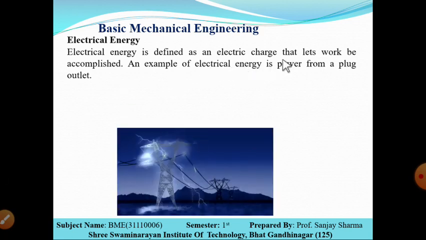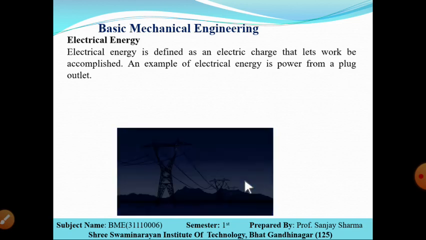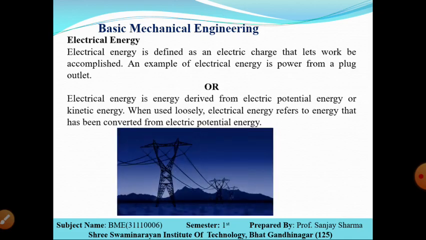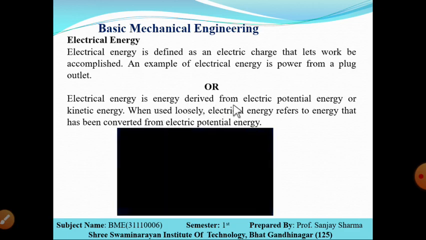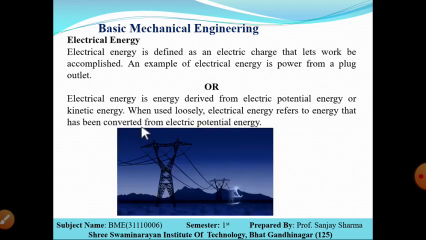Electrical energy is defined as an electric charge that leads to work being accomplished. An example of electrical energy is power from a plug or outlet or the flow of electrons. As you can see, this is the flow of electrons through our overhead transmission line. So this is the electrical energy which is transferring through a cable from one source to other source. Or you can also say electrical energy is energy derived from electrical potential energy or kinetic energy. When used loosely, electrical energy refers to energy that has been converted from electric potential energy.